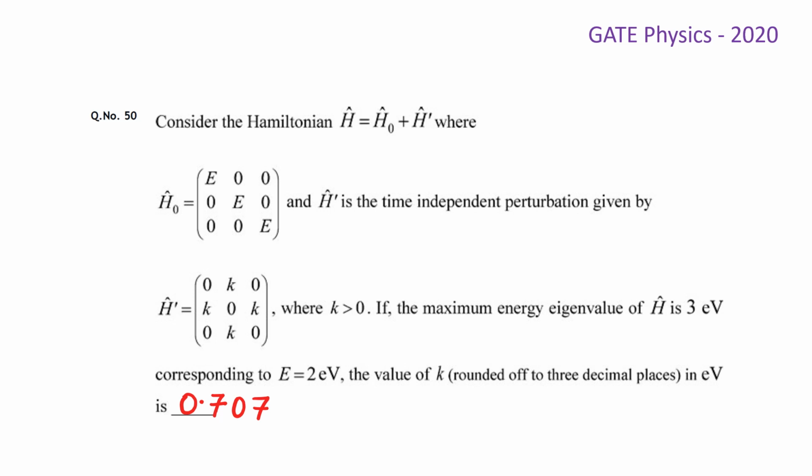So we have solved this problem. What we did in this problem is we added these two matrices and found the eigenvalues for the total Hamiltonian H cap. Then we equated the maximum eigenvalue with 3 electron volt, and we also know the E value, that is the eigenvalue for the primary Hamiltonian H naught cap. By putting that in the equation, we found the k value for the perturbation matrix, and the k value rounded off to 3 decimal places in electron volt is 0.707. That is the answer for this question.